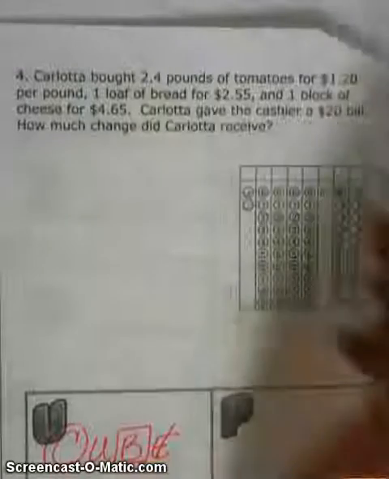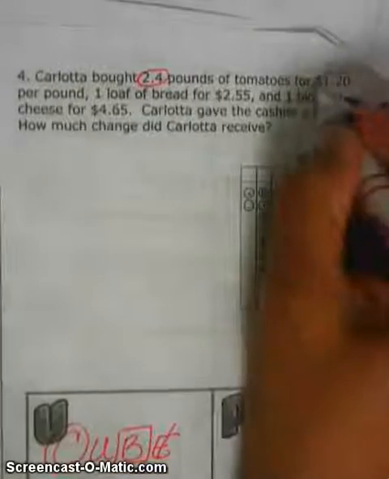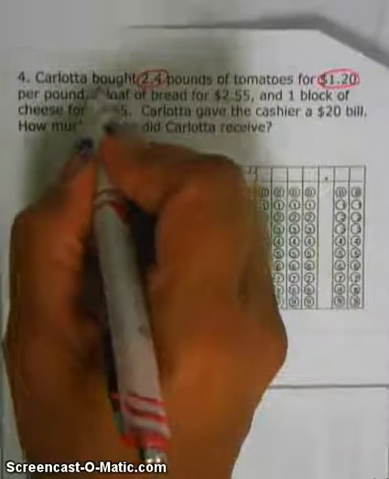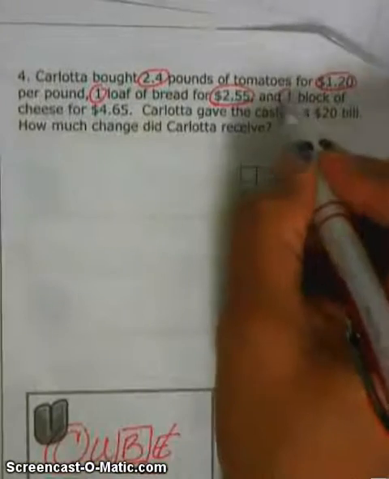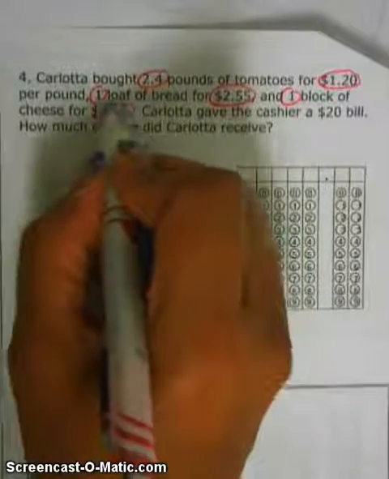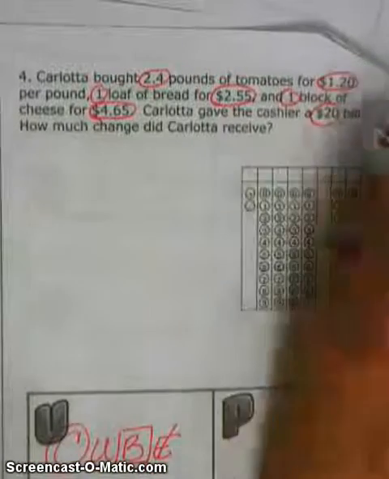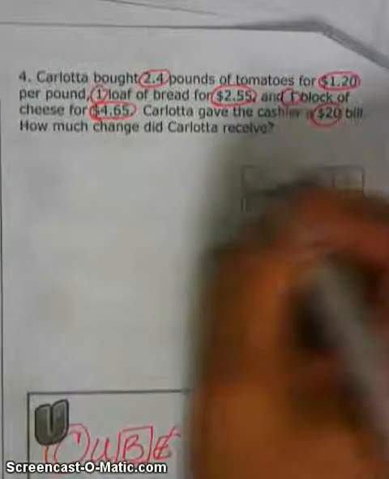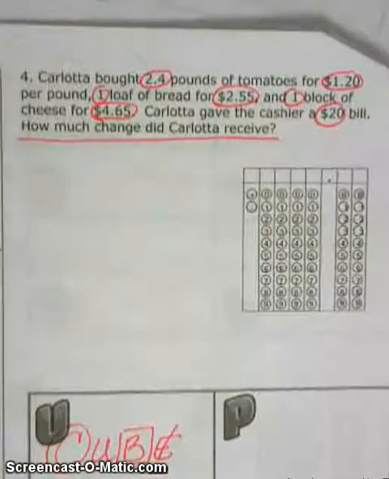Okay, so we're going to circle our numbers. I have 2.4. I have $1.20. I have 1. I have $2.55. I have 1. I have $4.65. And I have a $20 bill. Okay, now I'm going to underline my question. How much change did she receive?